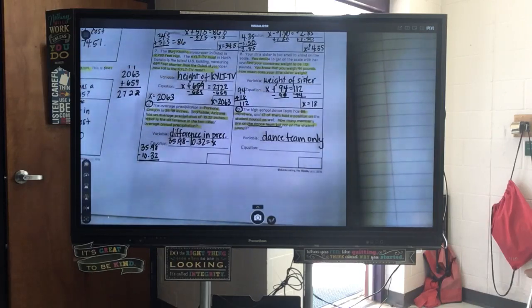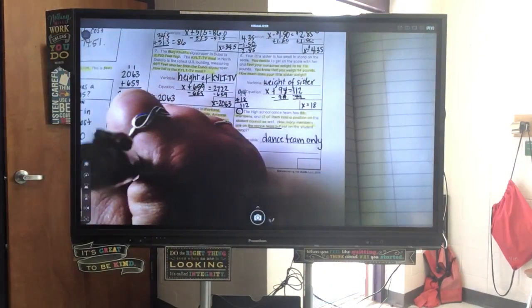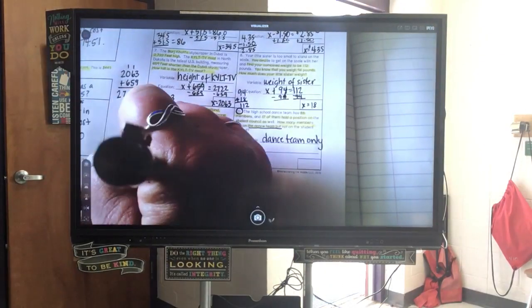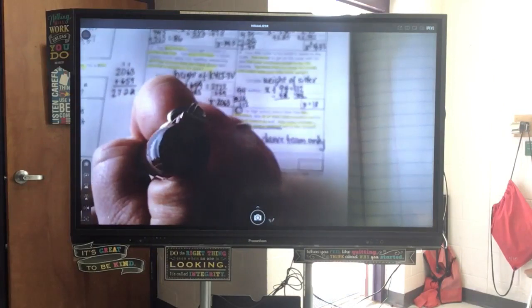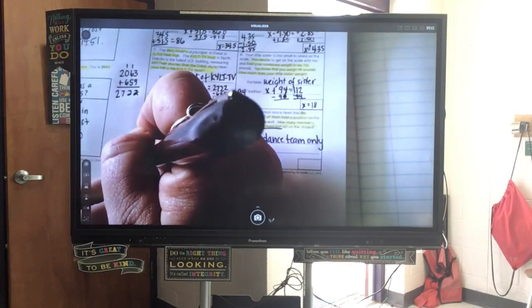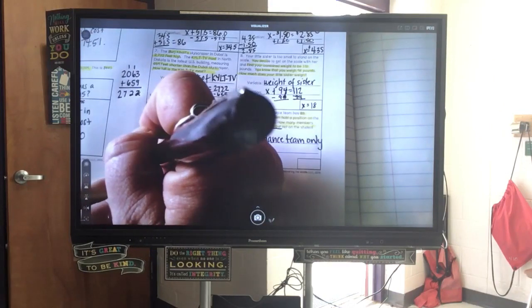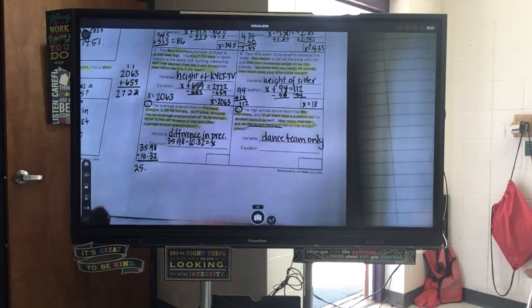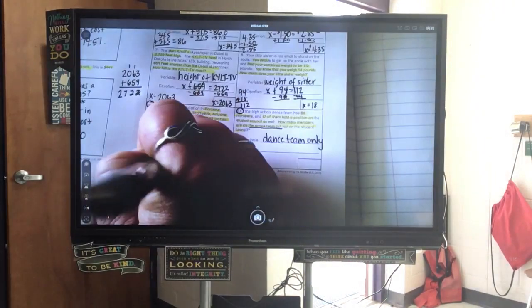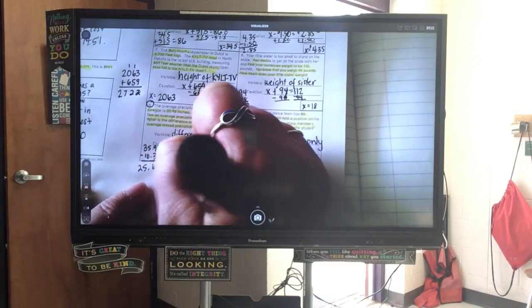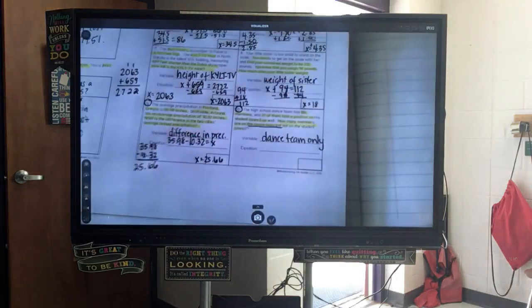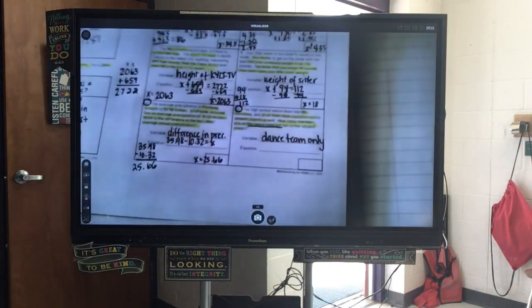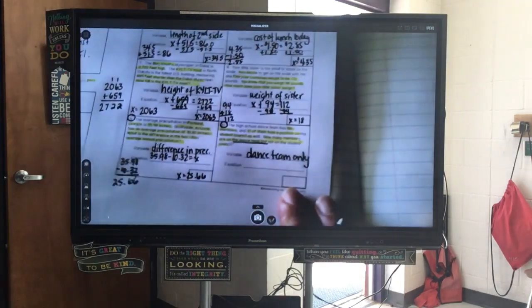All right, Jonathan, what did you come up with? Wait, what? Wait, 16? 60? No, not 60. Gemma? 25.66. Yes. All right, so x equals 25 and 66 hundredths inches. All right, number 10, the last one on your handout today.